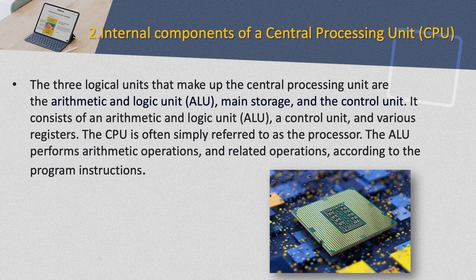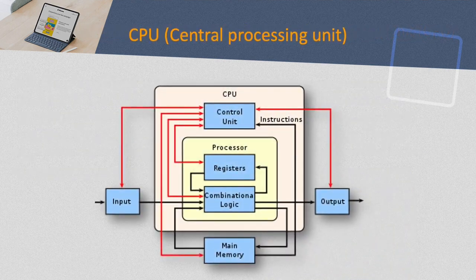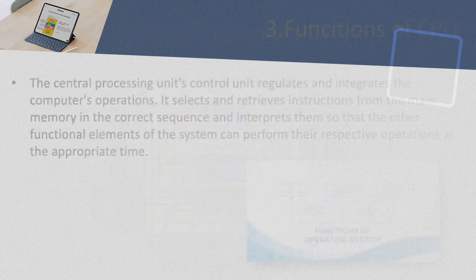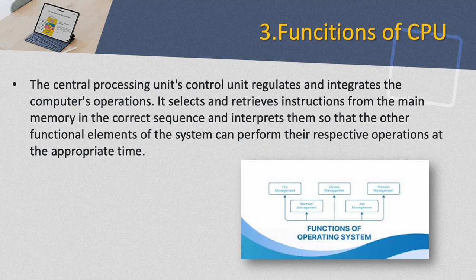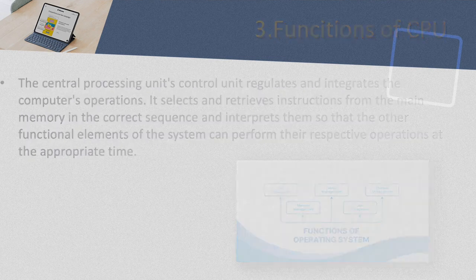The ALU performs arithmetic operations and related operations according to the program instructions. A diagram of a CPU. The central processing unit's control unit regulates and integrates the computer's operations. It selects and retrieves instructions from the main memory in the correct sequence and interprets them, so that the other functional elements of the system can perform their respective operations at the appropriate time.